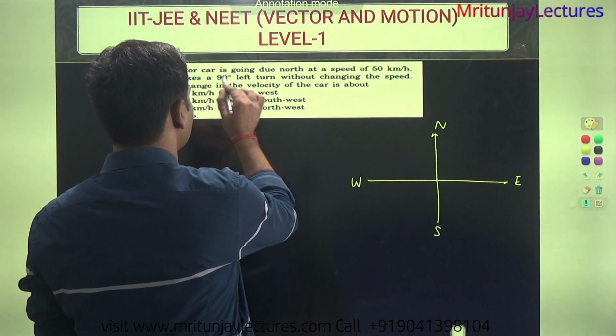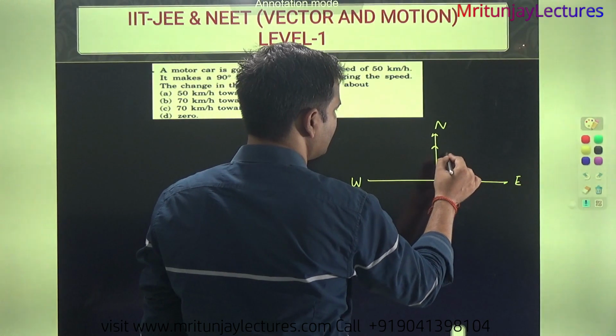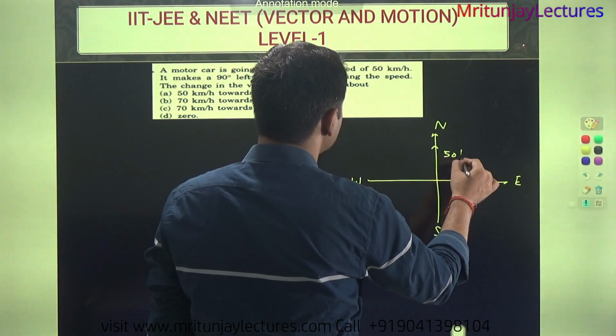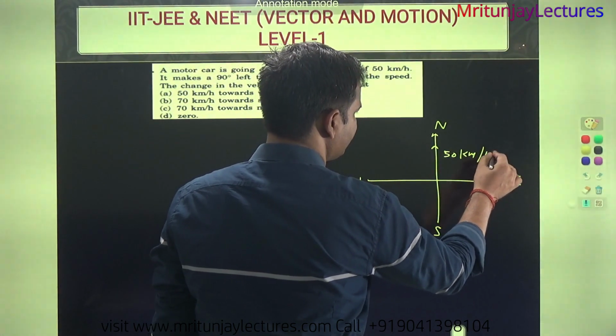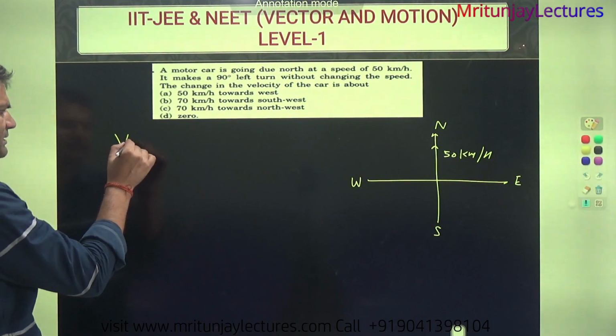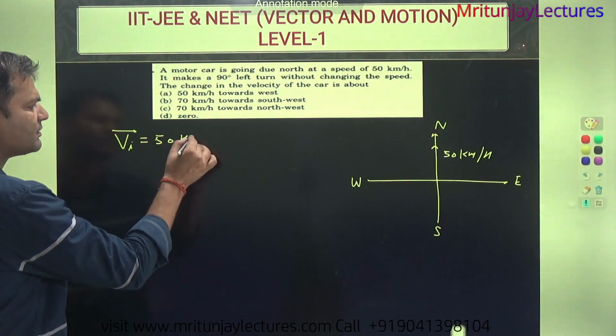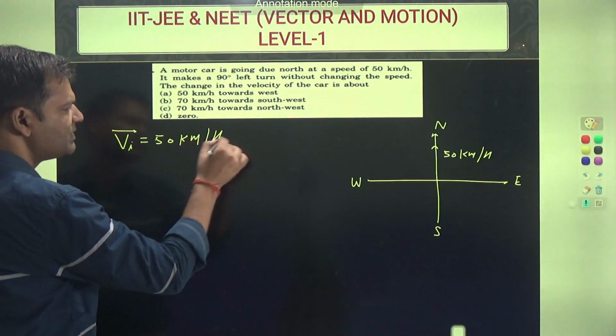Corresponding to the question, a car is going due north at a speed of 50 km per hour. So what about the initial velocity? Vi is written as 50 km per hour. In which direction?